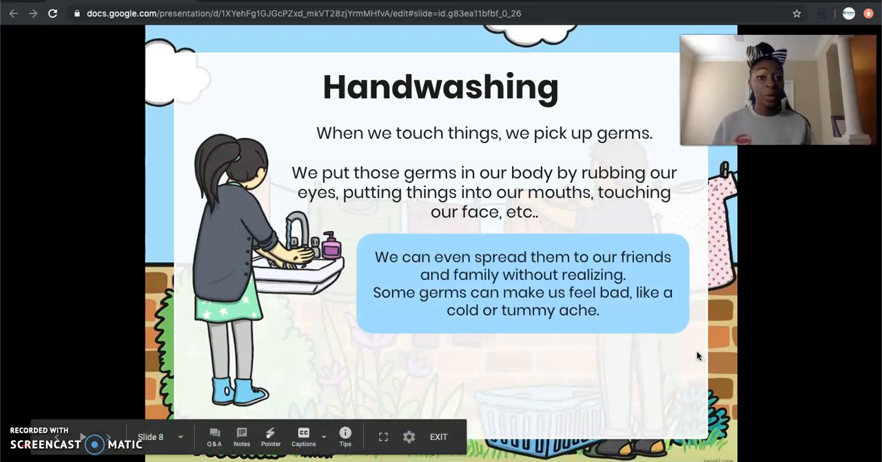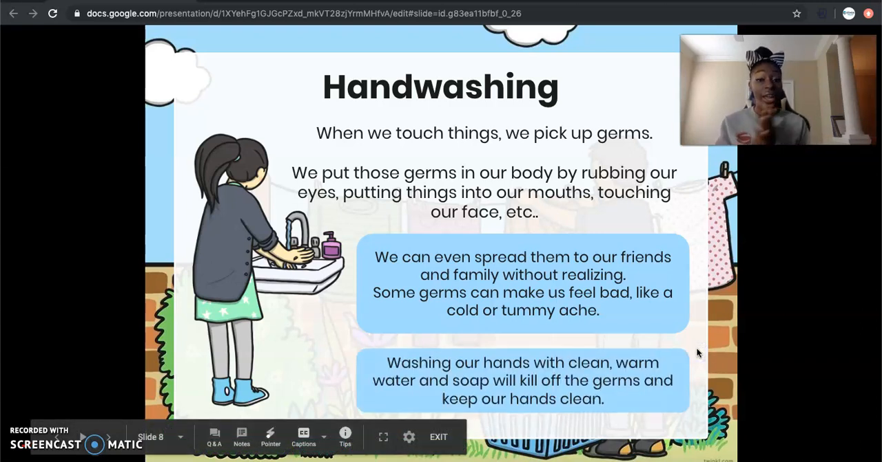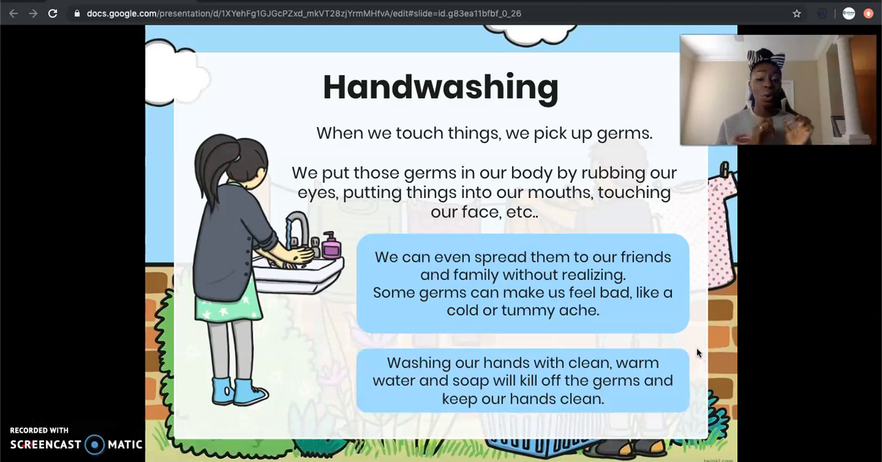We can even spread those germs to our friends and families without even realizing it. Some germs can make us feel bad, like having a cold or a tummy ache. Washing our hands with clean, warm water and soap will kill those germs and keep our hands clean. So when we wash our hands with water, we don't need to just use water. We have to use soap as well. And you need to make sure you wash, scrub.